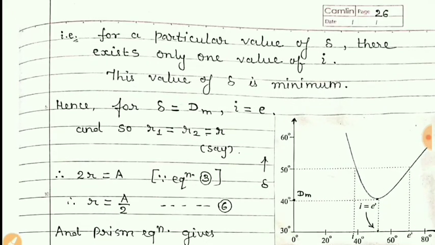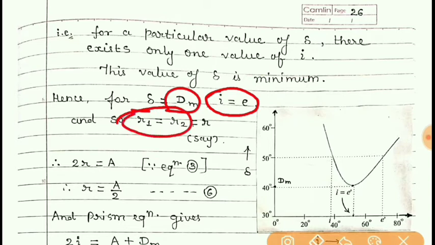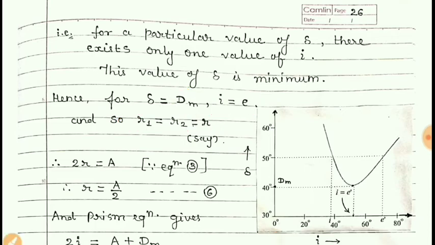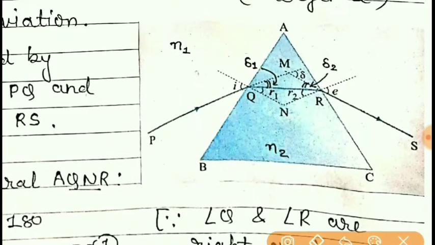So now, considering the minimum deviation condition, that is when delta becomes delta minimum, at that time the angle of incidence and angle of emergence are also equal. As well, from the geometry of the figure we can show that R1 and R2 are also equal, and so we can denote that simply as R.